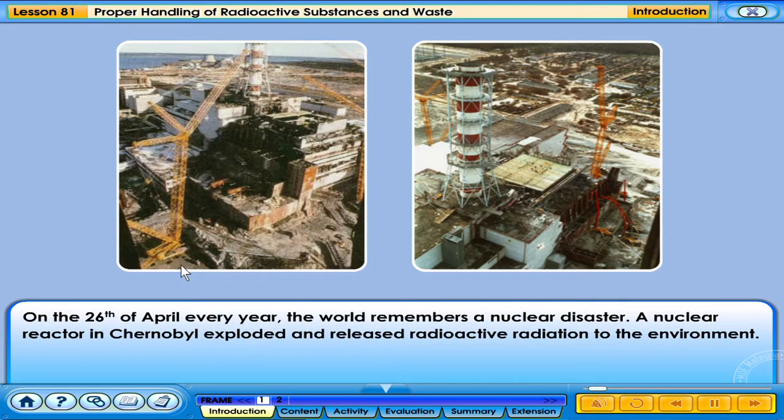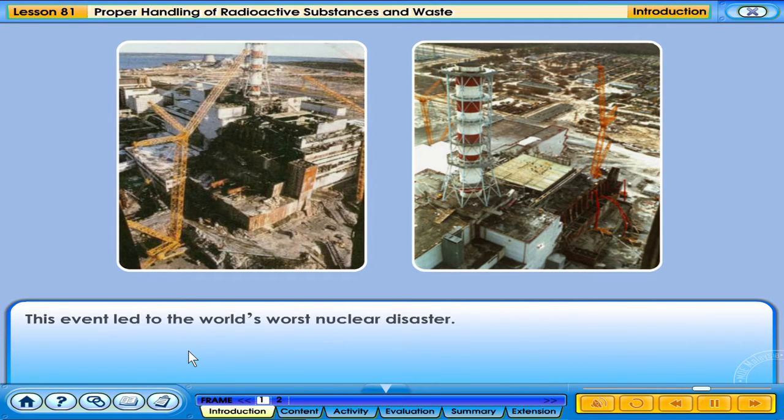On the 26th of April every year, the world remembers a nuclear disaster. A nuclear reactor in Chernobyl exploded and released radioactive radiation to the environment. This event led to the world's worst nuclear disaster. Do you know why this accident happened?